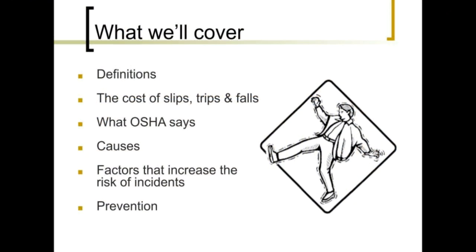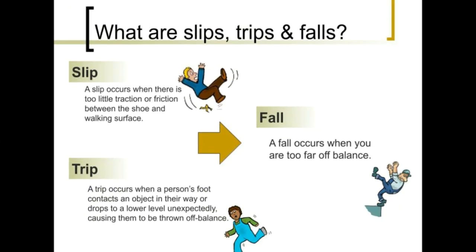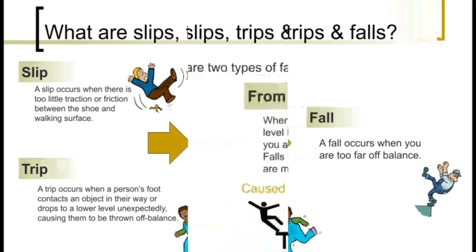What we'll cover today: some definitions, the cost of slips, trips, and falls, what OSHA says about it, some causes, factors that increase the risk of incidents, and prevention. What are slips, trips, and falls? A slip occurs when there is too little traction or friction between the shoe and the walking surface. A trip occurs when a person's foot contacts an object in their way or drops to a lower level unexpectedly, causing them to be thrown off balance. A fall occurs when you are too far off balance.